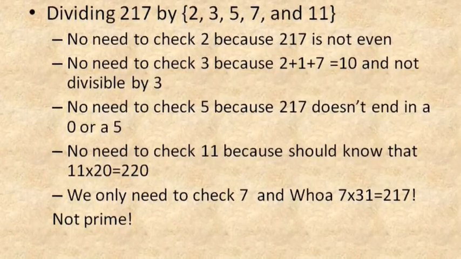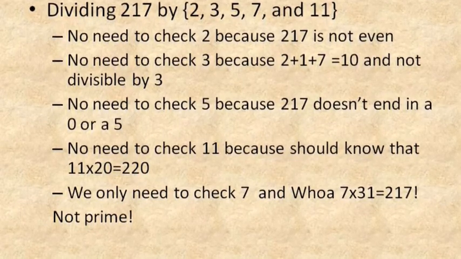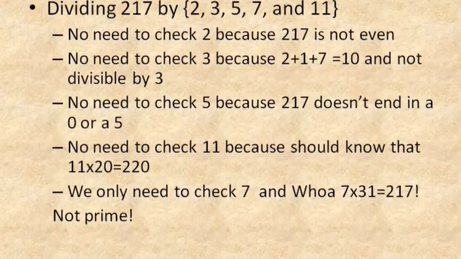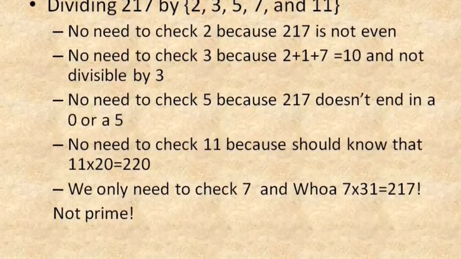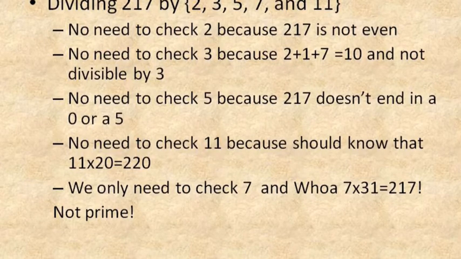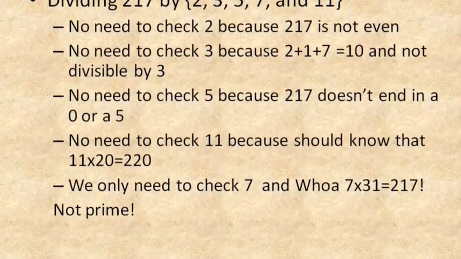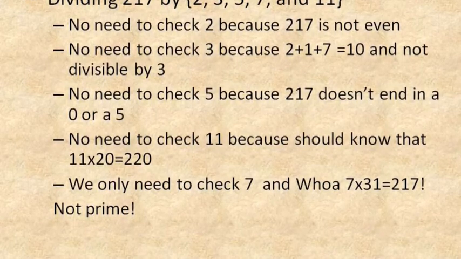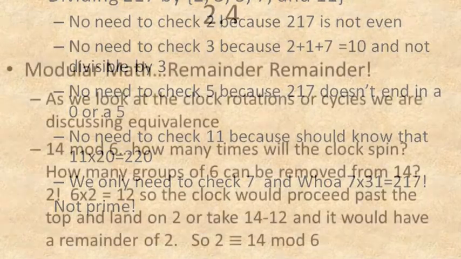And really, we don't even need to check 11. 20 times 11 is 220, which is too close to 217 to worry about. So all we have to check is the prime number 7. And in fact, when we divide 217 by 7, wow, we find that 7 times 31 is equal to 217 evenly. 217 is not prime.